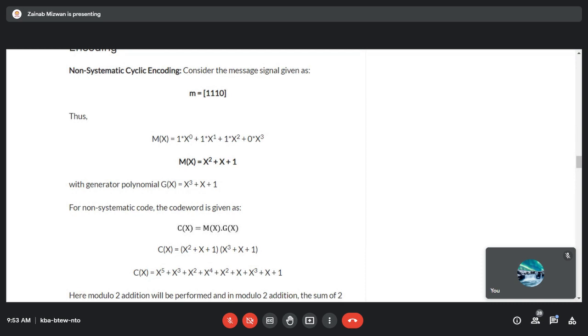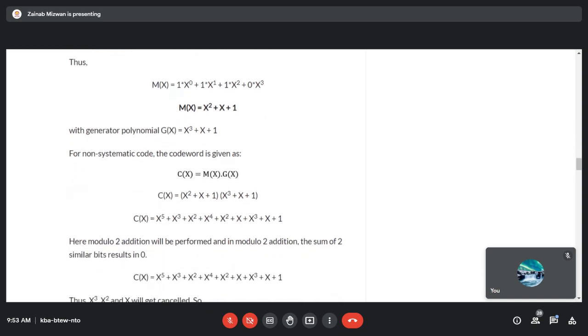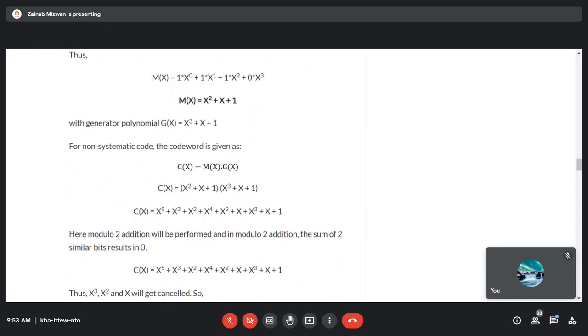So for non-systematic code, the code word is given as c of x equals m of x into g of x. अभी हमने वहाँ पे कौन सा multiplication किया था? In linear block code, we were performing the matrix multiplication. अभी यहाँ पे क्या है आपका? A polynomial is being multiplied to a polynomial. I hope everybody knows, सब उनके पावर्स क्या हो जाएंगे? आपको पावर्स को ऐड करना पड़ेगा. Okay, जैसे 2 है x square into x raised to 3, it will be your x raised to 5. Okay, so the power will be added up over here. So we are going to get the c of x here.